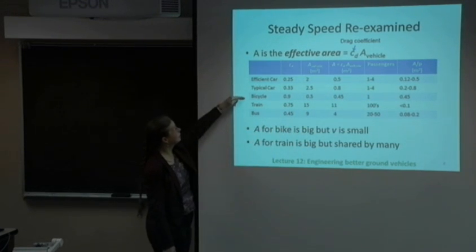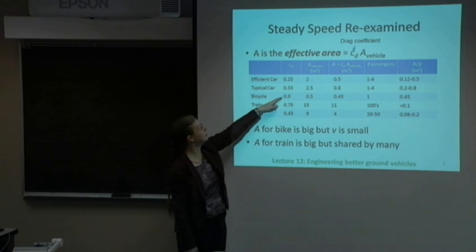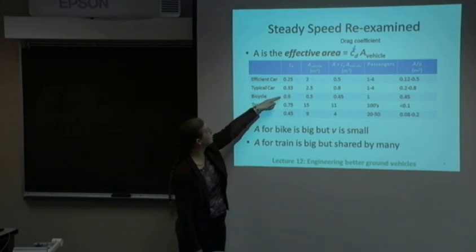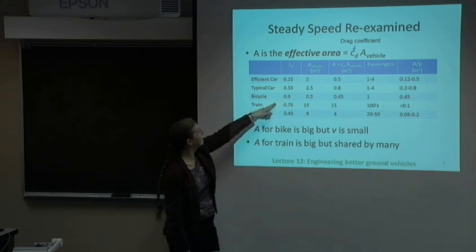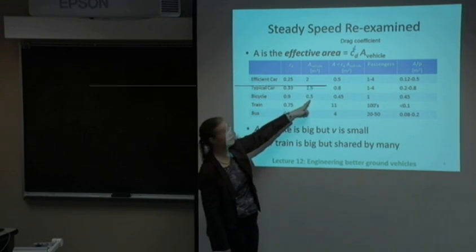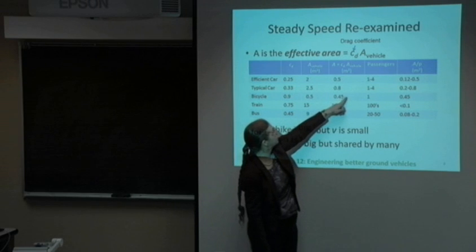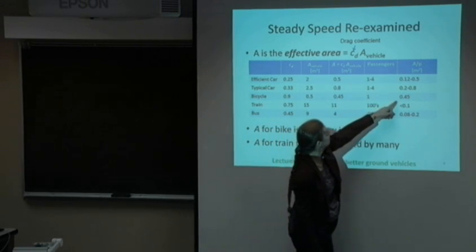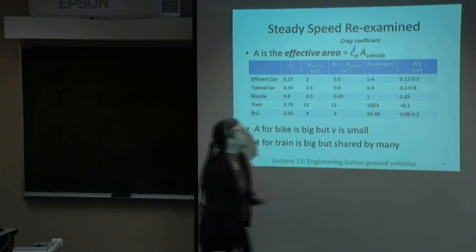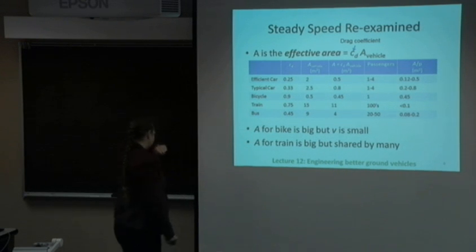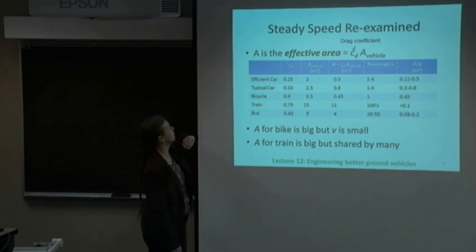A bicycle is interesting. It has a very high drag coefficient, at least compared to stuff on this slide, 0.9, but the cross-sectional area is very small, 0.5 square meters. So the effective area is 0.45. You have 1 passenger. Area per person is not looking too good. But we will look at other aspects of bicycles shortly.